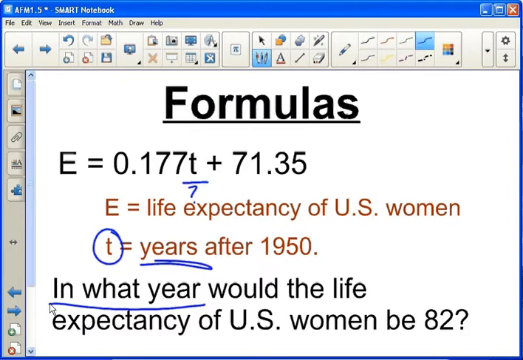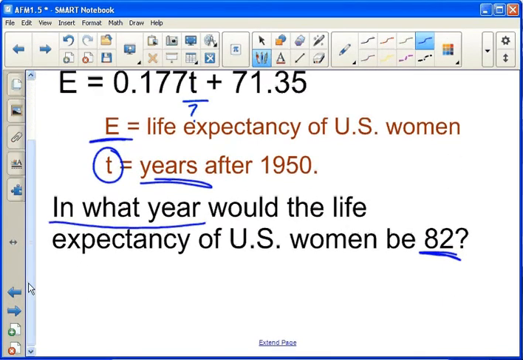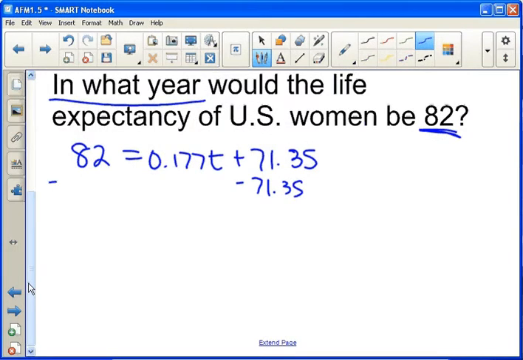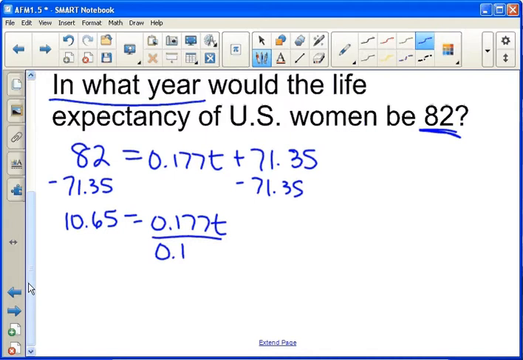Now what they tell us is that the life expectancy will be 82. Life expectancy is E, so we'll be plugging 82 in for E. So let's do that down here. We'll have 82 equals 0.177T plus 71.35. So then you can subtract 71.35 from both sides. You get 10.65 equals 0.177T. And then we will divide both sides by 0.177.